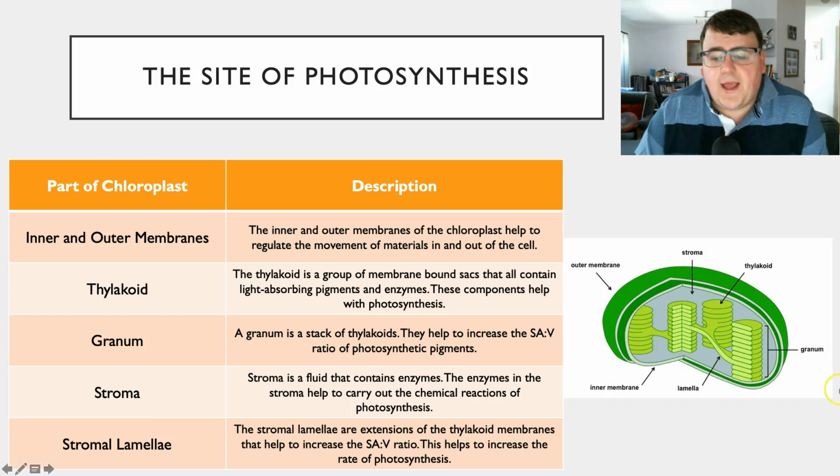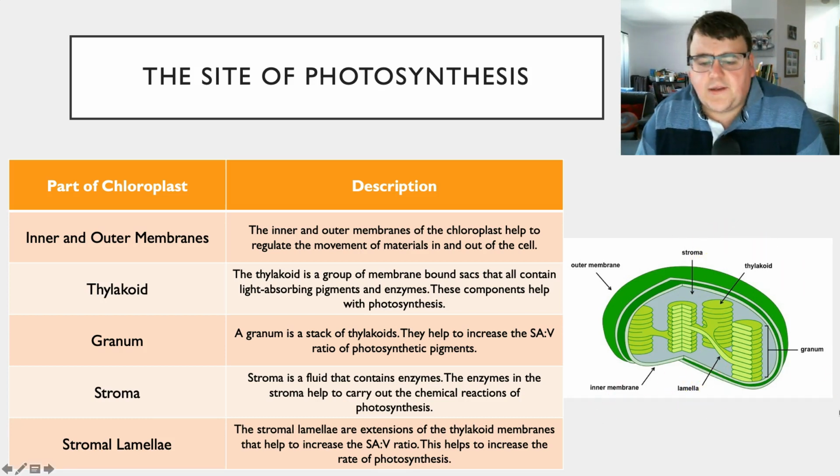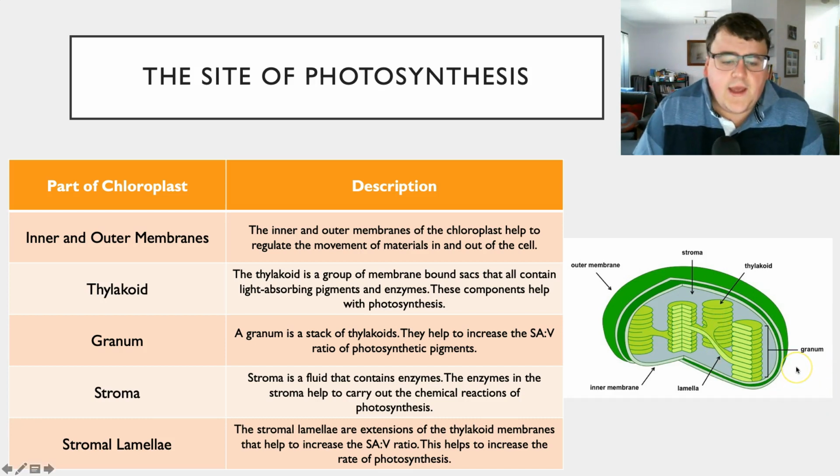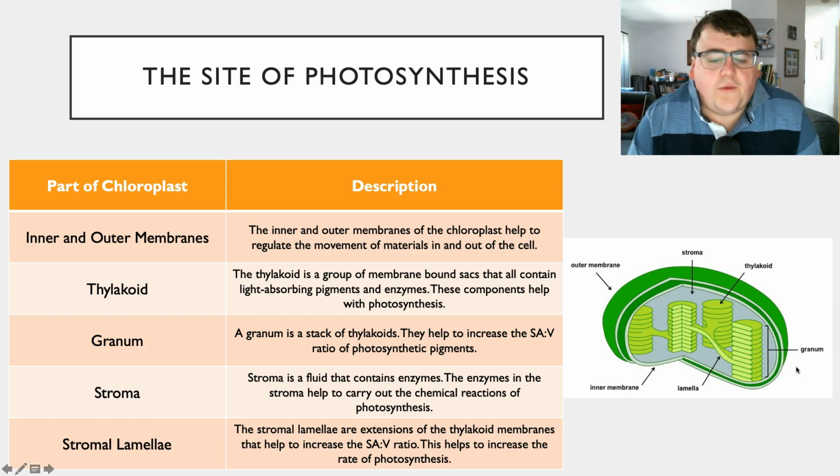Lastly, you have the stromal lamellae, which is called lamellae in the diagram. And these are just extensions of the thylakoid membranes. So you can see here this extension sticking out. Again, this helps increase the surface area to volume ratio, which will help increase the rate of photosynthesis.